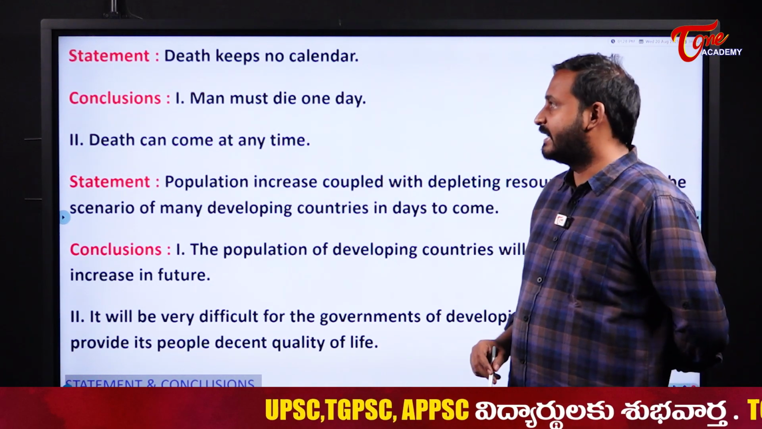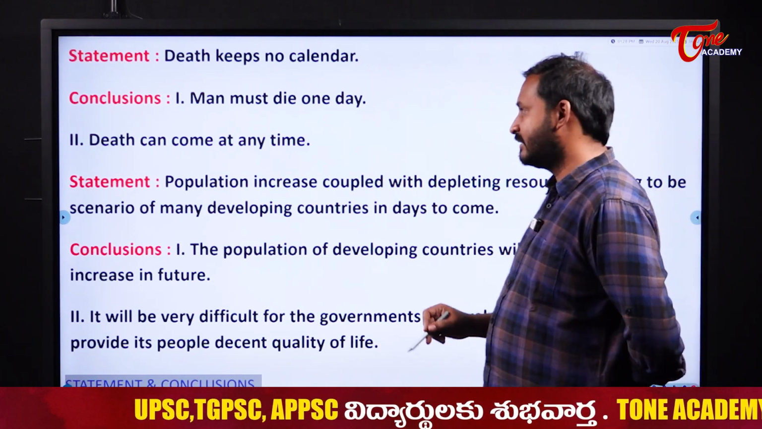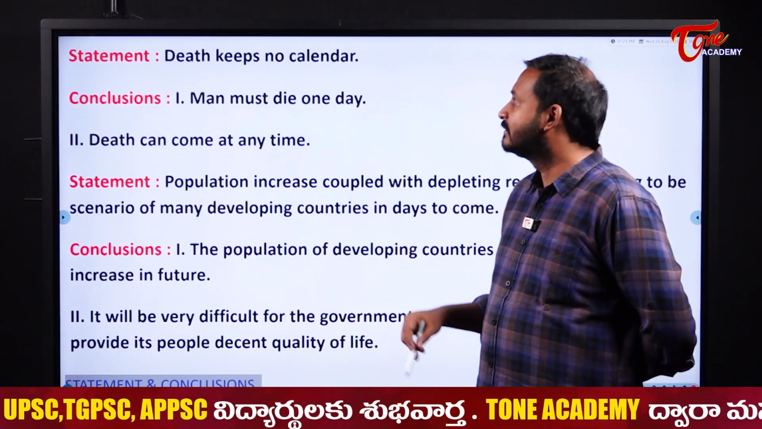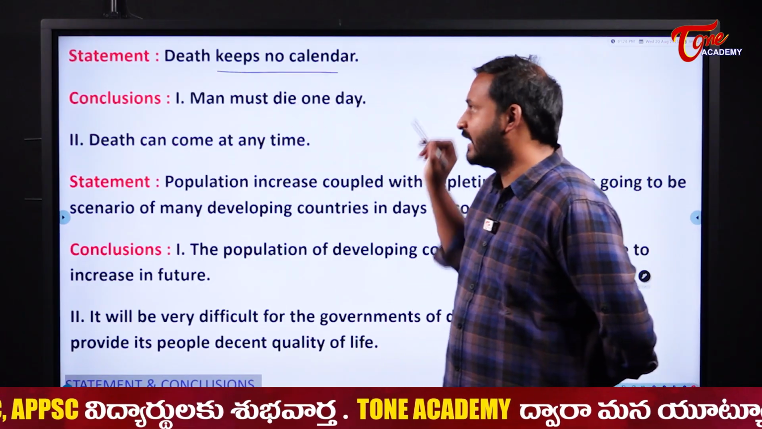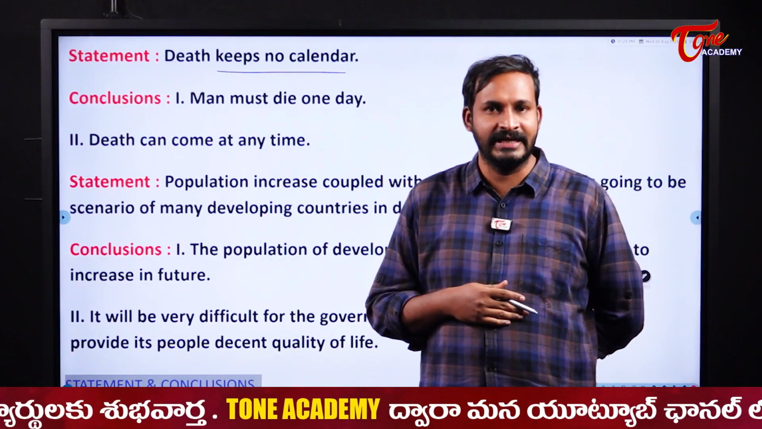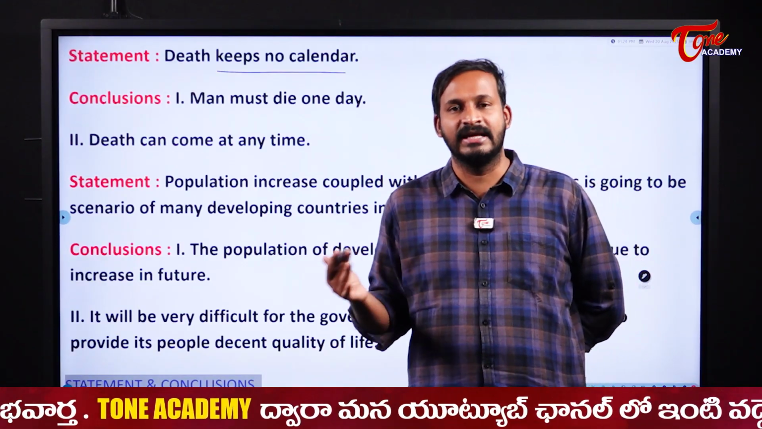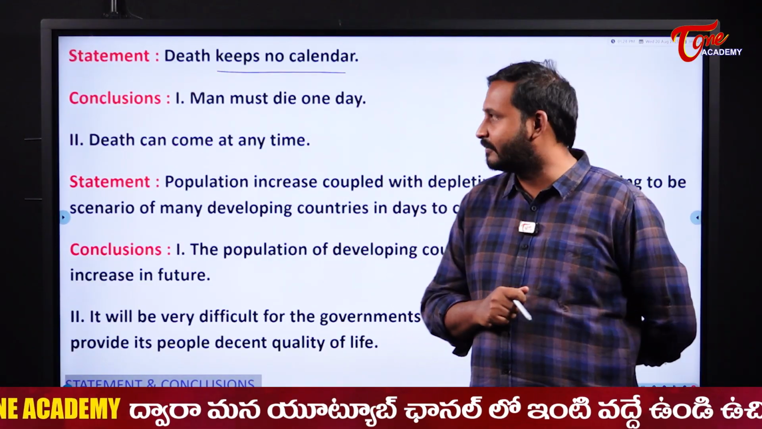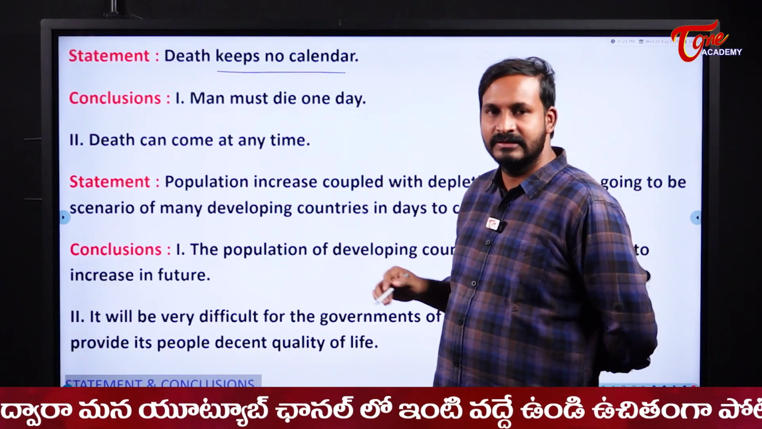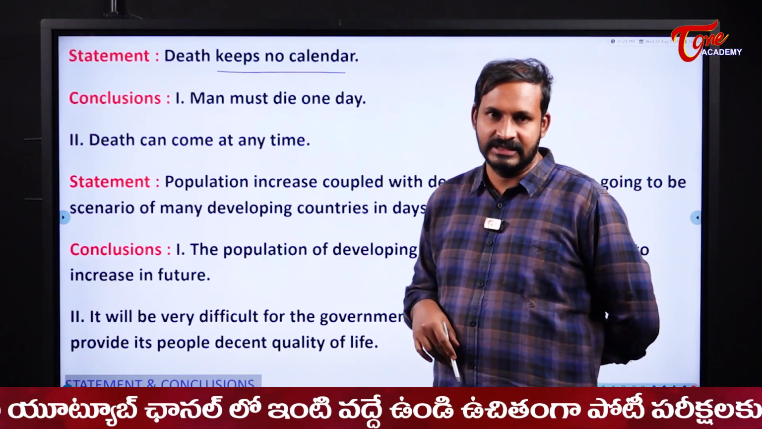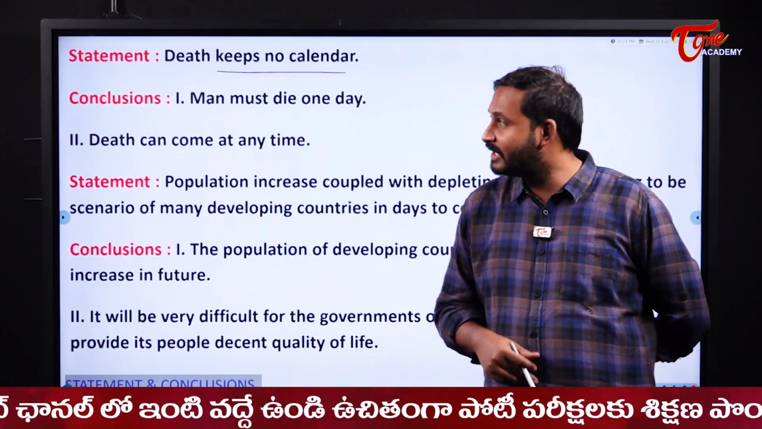Death keeps no calendar. Man must die one day. Death can come at any time. Death keeps no calendar. That means it will not have any calendar, that means we cannot expect when the death comes. That is the meaning of the statement. Man must die one day. Yes, that is correct.